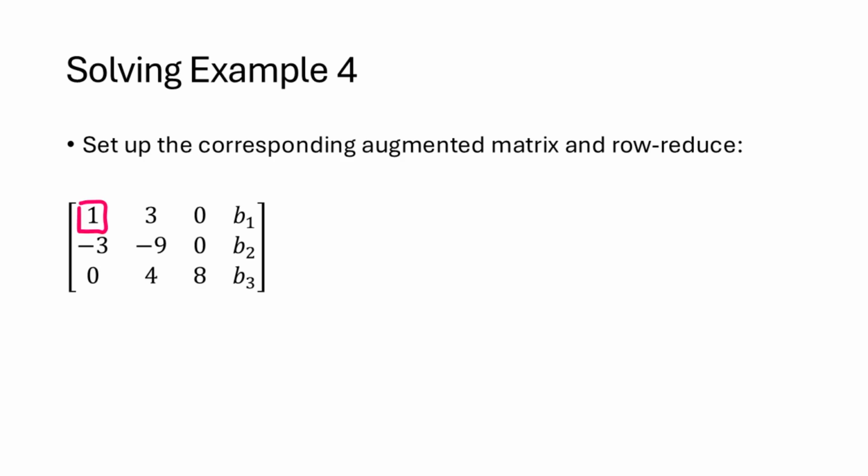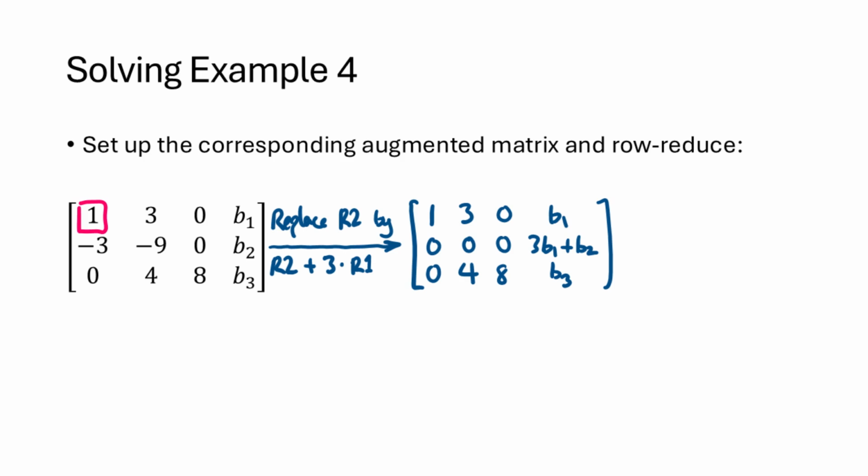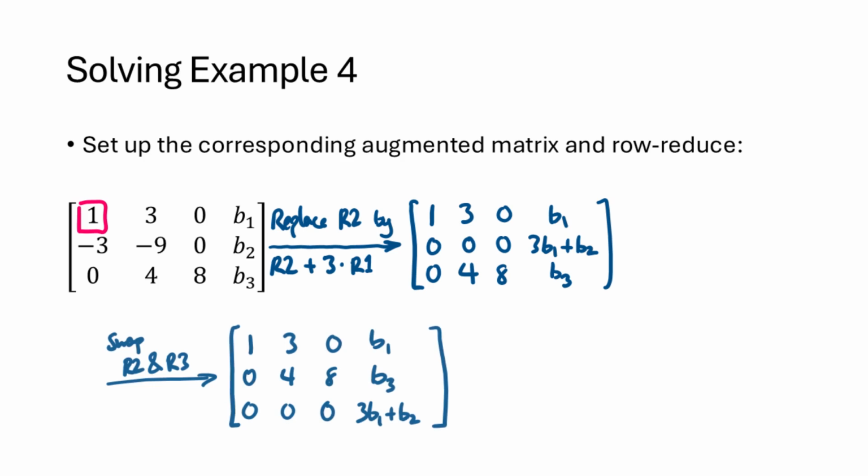We'll start by identifying our first pivot and realizing that we need to replace row 2 by row 2 plus 3 times row 1. We're going to need to do a swapping operation. We can swap row 2 and row 3, and now we should notice that our matrix is in echelon form. Let's identify the pivot locations in this matrix. We need to think carefully about that entry in the lower right-hand corner.